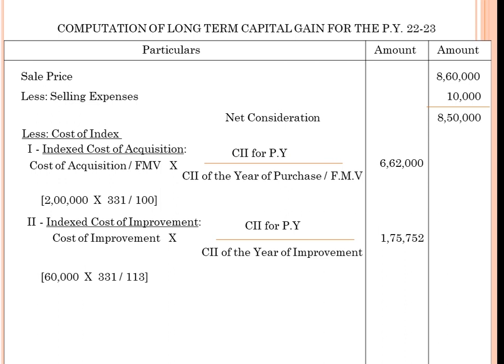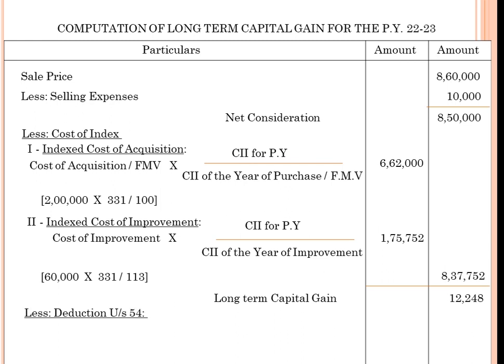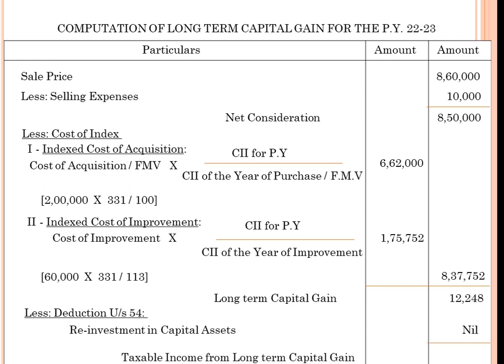So what is the value? 1,75,752, and what is the total? 8,37,752. You deduct it out of the net consideration. So the balance is 12,248. It's a long-term capital gain. And followed by less deduction or exemption under section 54, reinvestment of capital assets. So here there is no reinvestment of capital assets, so put nil in the column. The balance we call the taxable income from long-term capital gain, 12,248. It's simple.